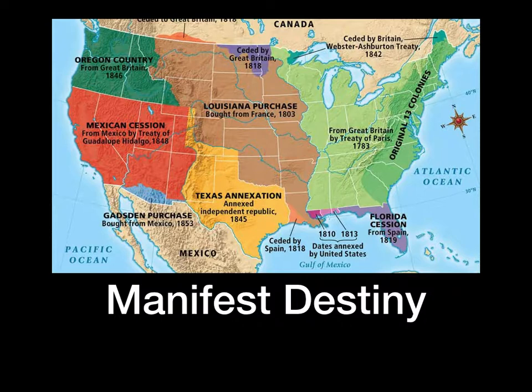Technology. We're coming into the age of the railroads and electricity. All of that is going to be sort of like a sign from God that we're meant to expand west. So manifest destiny is one thing pushing us west.